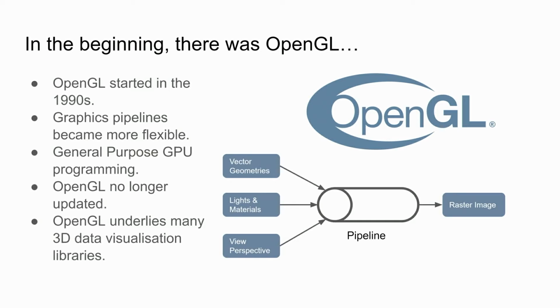All that said, though, OpenGL is still very heavily used, and it underlies a lot of the 3D visualization packages that we have access to in Python. So we are in this bit of a transitionary period where we're still using OpenGL a lot, but all the new work and all the new advancements are happening in different platform APIs.